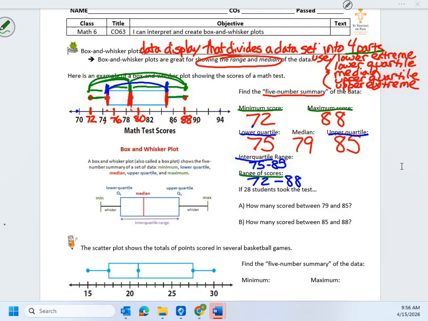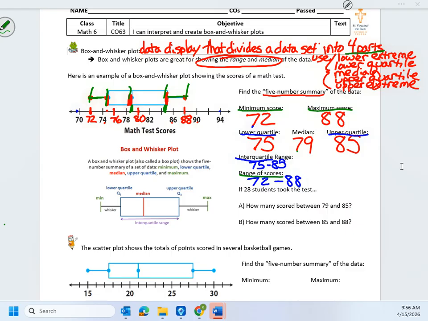So, if 28 students took this test, remember we have our 4 parts to it. If 28 students took the test, how many scored between 79 and 85? So 79 and 85 is right here.